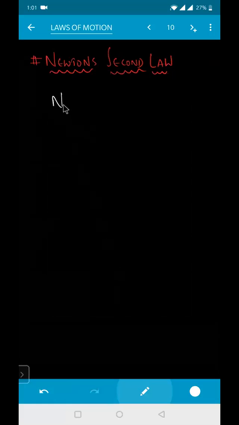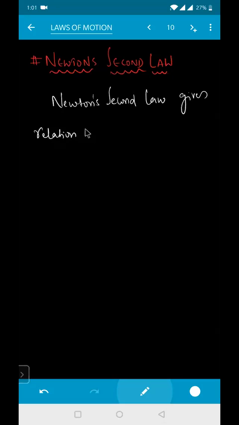See here, beta. Newton's second law gives the relation between force and change in motion.